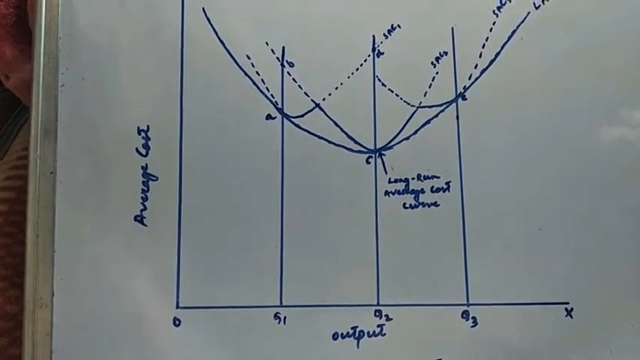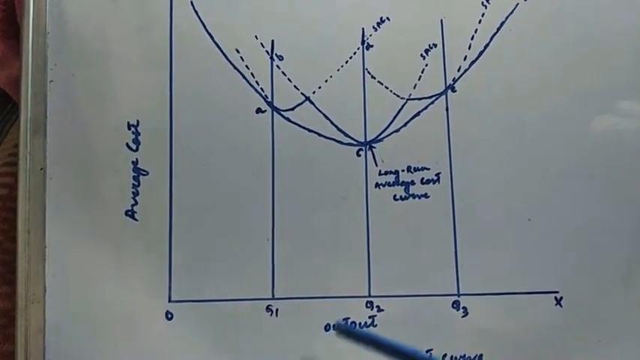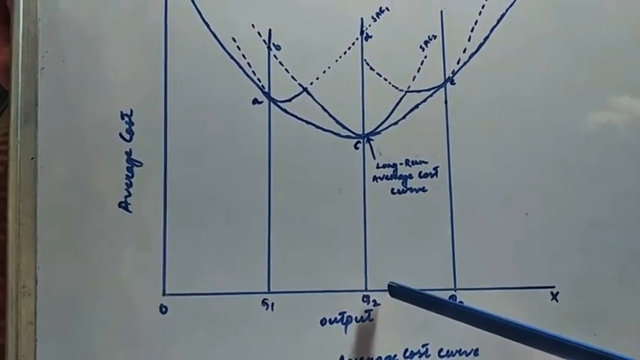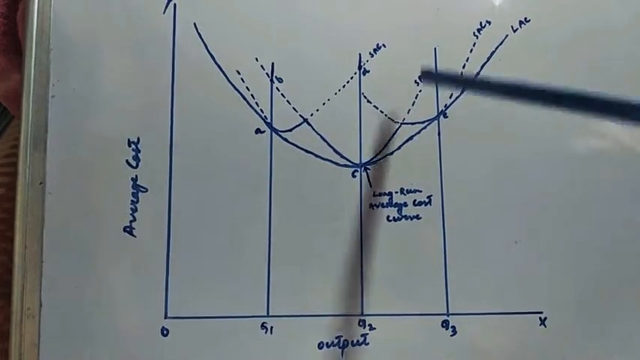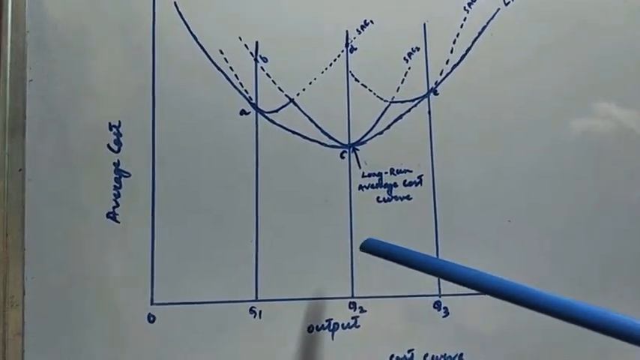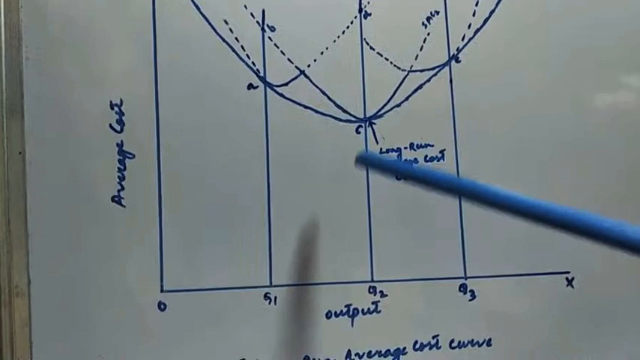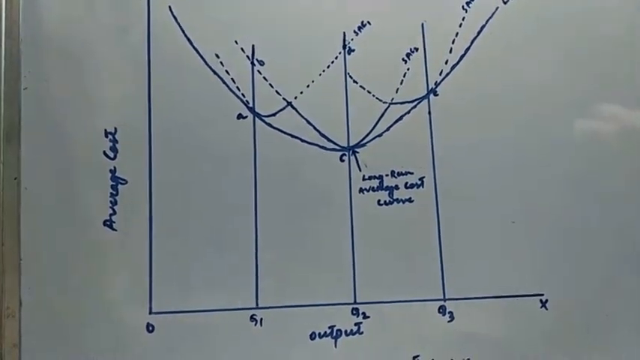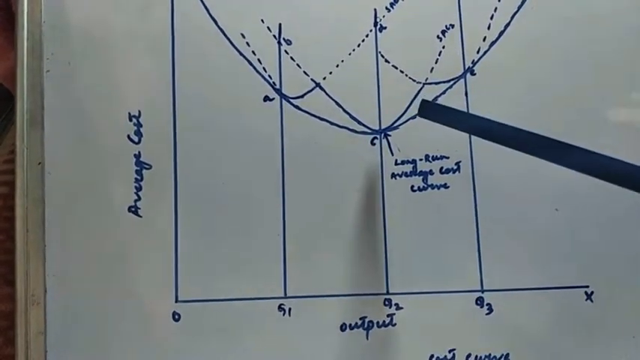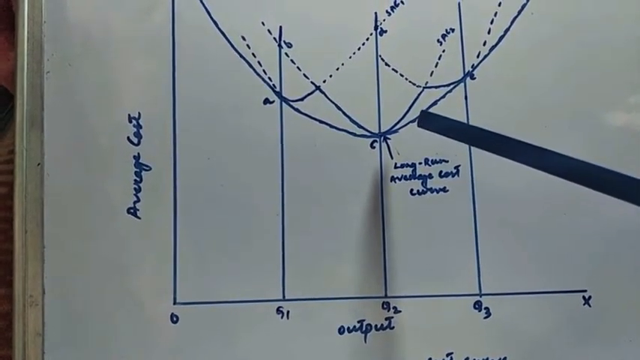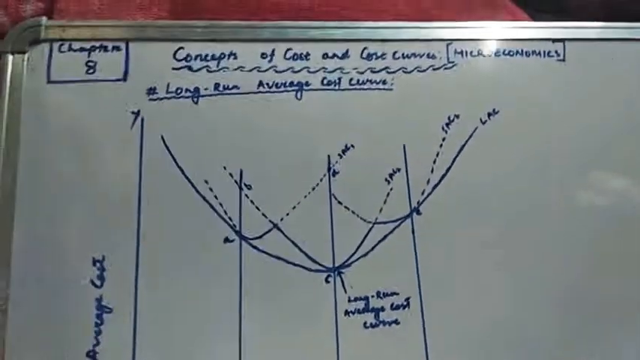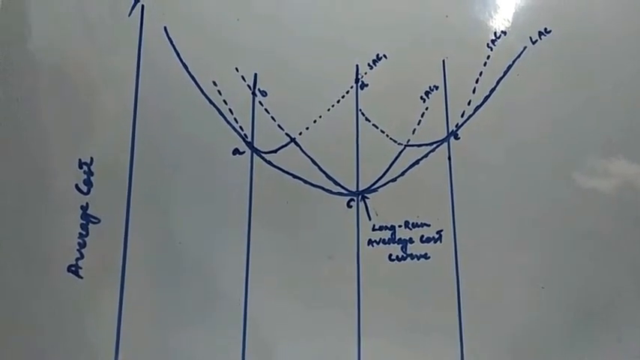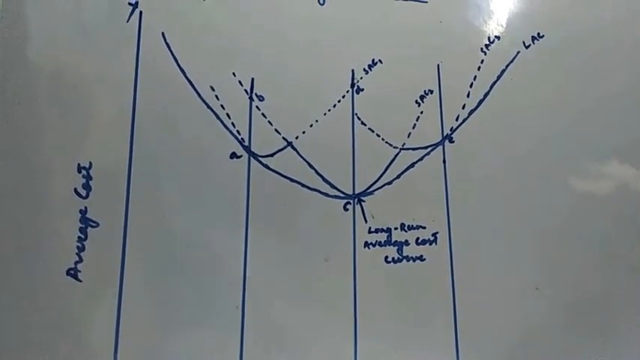Now, if the firm plans to produce a higher output, say OQ2, it will choose a plant size represented by the short run average cost curve SAC2, and corresponding to that, C is the operation point. It will be operating at point C by using the appropriate amount of labor and other factors. So in this way, it will minimize its cost for producing OQ2.